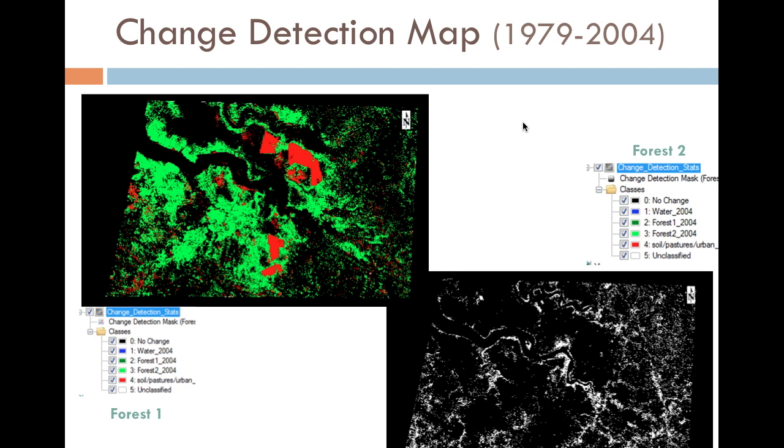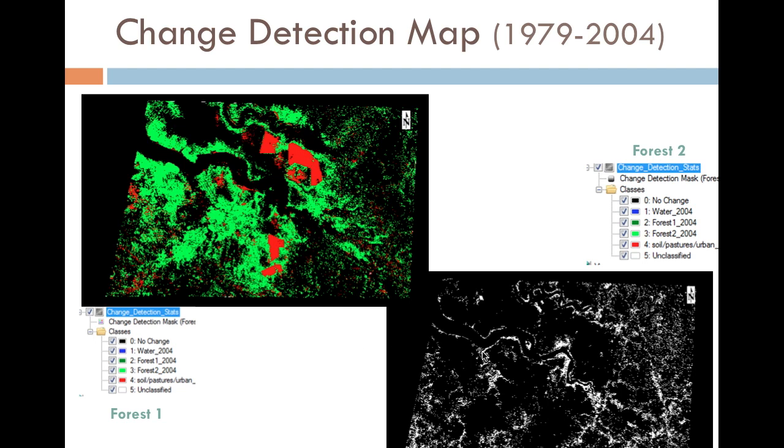Then here's a change detection map. I did two separate ones for Forest 1 and Forest 2. This one, for Forest 1, is the only one that ran with color, so I'm not really sure why. But it shows all this area that was once dark green that transformed into Forest 2. You can also see the pasture clearings that had appeared.